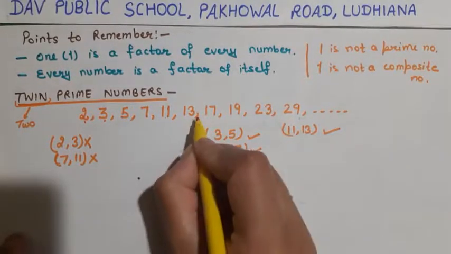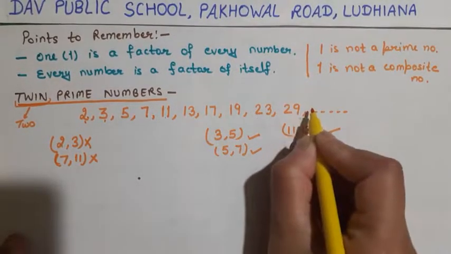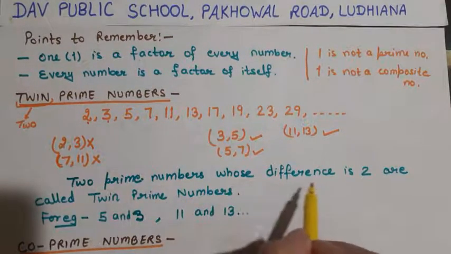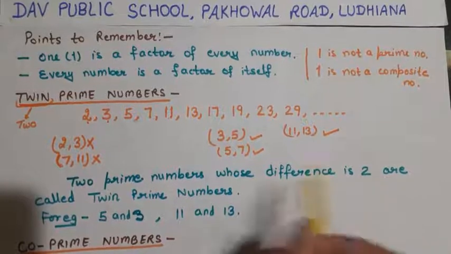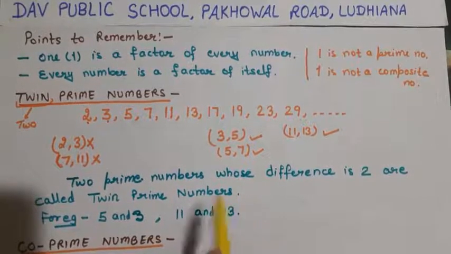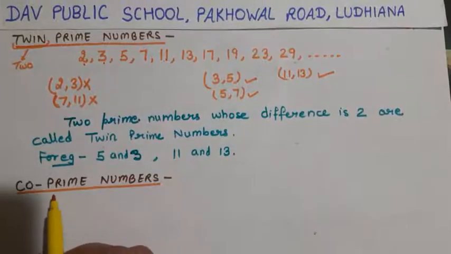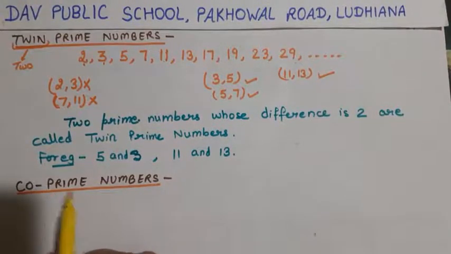And you can check for other prime numbers also. So see its definition. Two prime numbers whose difference is 2 are called twin prime numbers. For example, 3 and 5. Another example you can take is 11 and 13. Move on to the next definition, co-prime numbers.